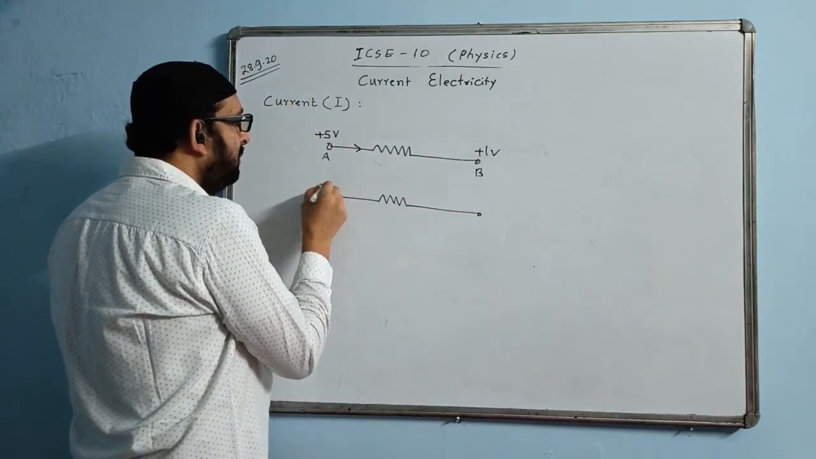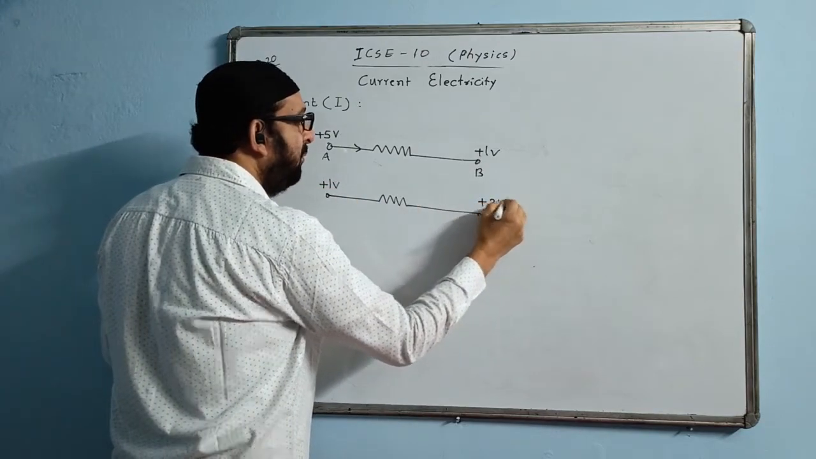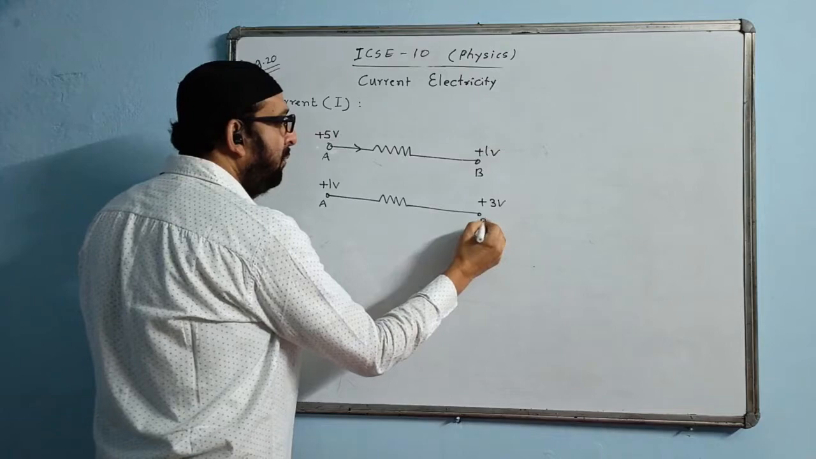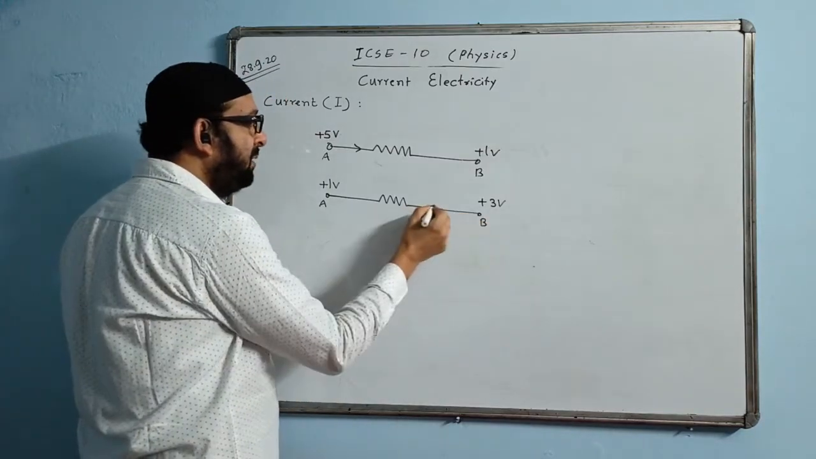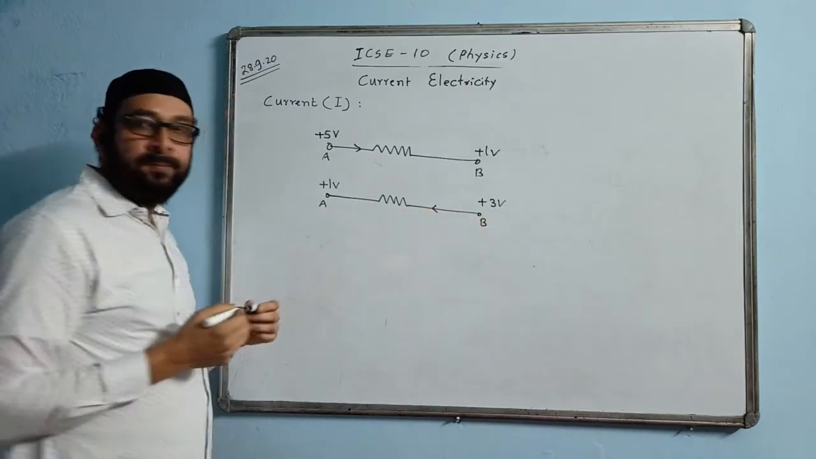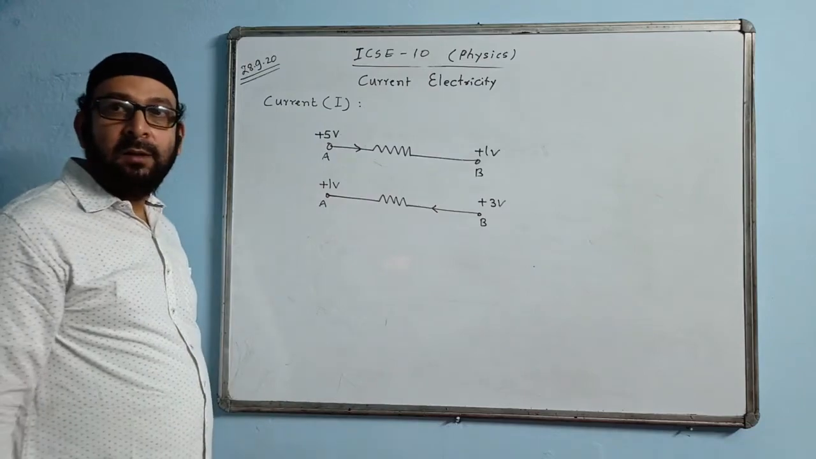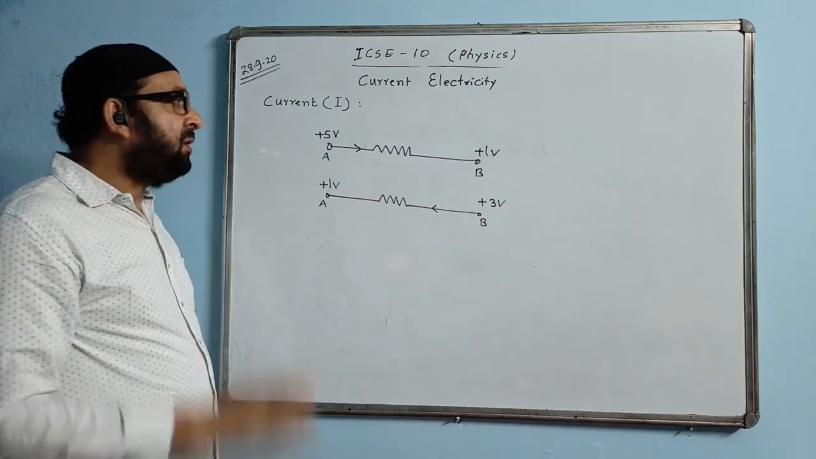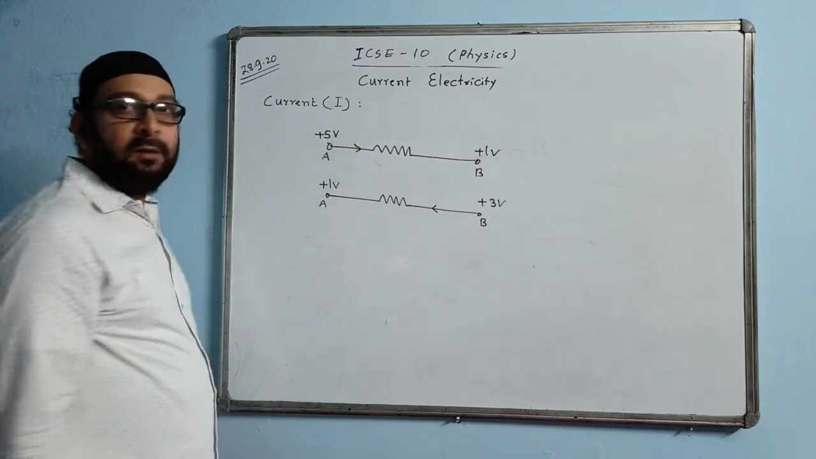This is plus 1 volt, this is plus 3 volt, A and B. What direction will current flow? We will mark from B to A like this, B to A, because B is at higher potential and A is at lower potential. Whichever direction current flows, we mark the direction of flow of current here in the conductor.